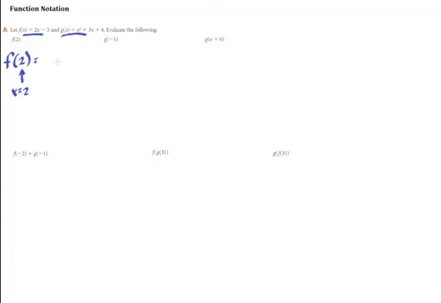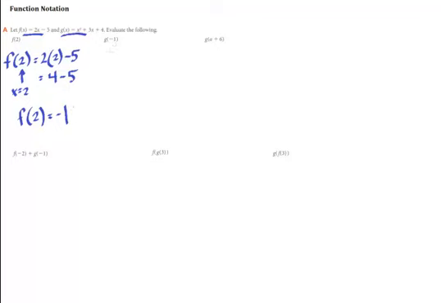So in place of x, I'm going to write 2, so that's going to be 2 times 2 minus 5. I'm going to compute, that would be 4 minus 5. And then I would have that f of 2 is negative 1. And that completes that first one. So let's look at our next one.